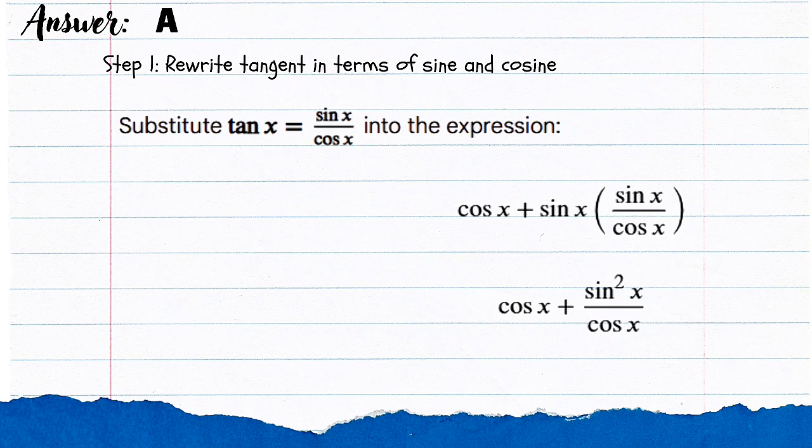Step 1, rewrite tangent in terms of sine and cosine. Therefore, we substitute tangent x equals sine x over cosine x, the quotient identity, into the expression. Cosine x plus sine x times sine x over cosine x equals cosine x plus sine squared x over cosine x.